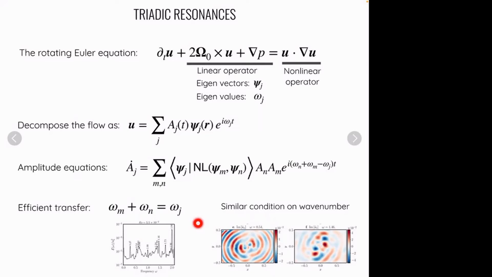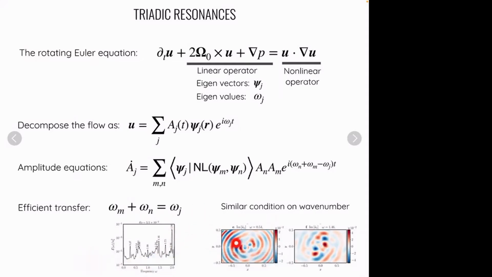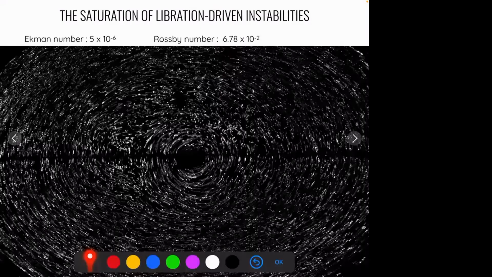So what we see here is triadic resonance, what we call triadic resonances, which are instabilities of waves that are not directly excited by the libration flow, but that are excited by the resonant mode. So what we see here is a wave-dominated regime, wave-dominated saturation.